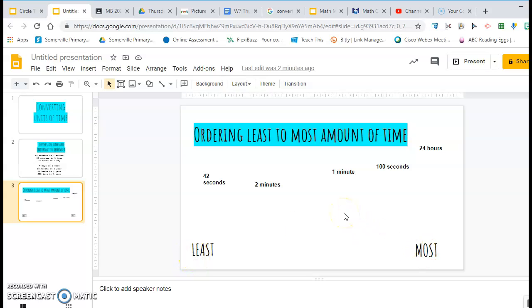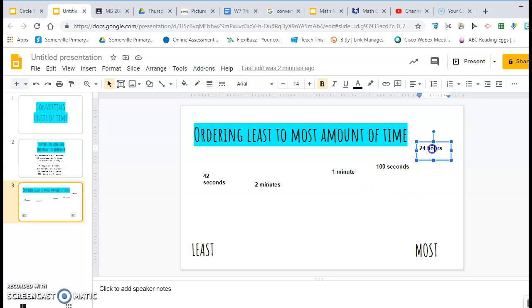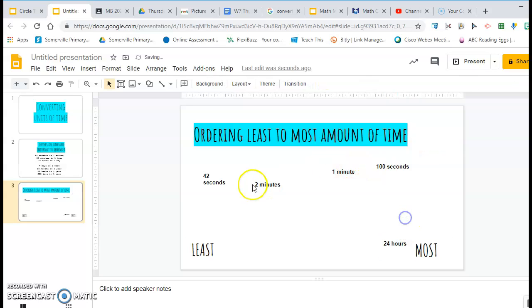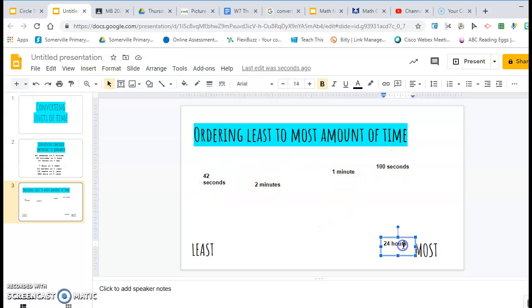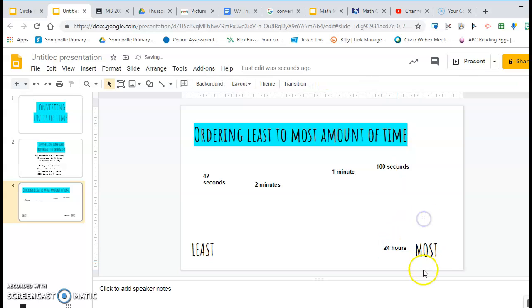Now, the first thing we can do is use our general knowledge, and I can see that 24 hours is going to be the most. We can figure that out by looking at the other ones, and we really know that none of these are going to be more than 24 hours. So we know that our 24 hours is the most amount of time, so we can just put it next to most.